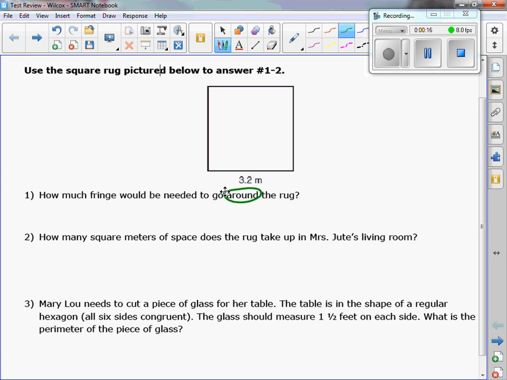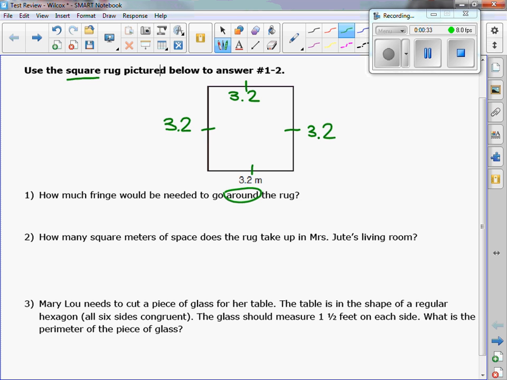So there's your key word, around. So we're finding perimeter. We know that a square has 4 equal sides, and they told us it was a square above in the question. So I know that all 4 sides must have a side length of 3.2 meters.